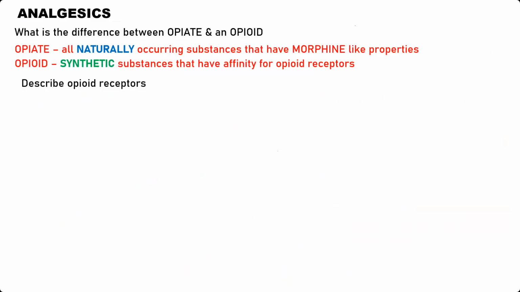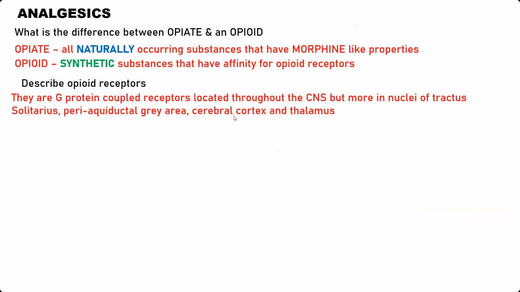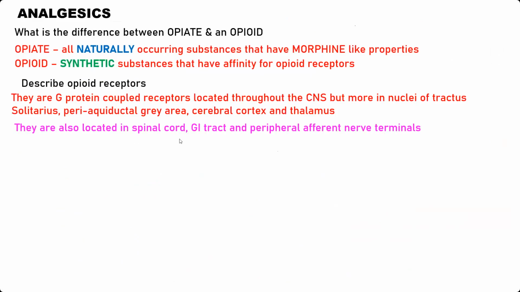Kappa, delta, and NOP, orphan and NQs. Okay. So what type of receptors are there? Sodium, ligand gated channel receptors or G protein coupled receptors? They are mostly G protein coupled receptors located throughout the CNS: the core of nucleus tractus solitarius, periaqueductal gray area, cerebral cortex, and thalamus. They are also located in the spinal cord, GI tract, and peripheral afferent nerve terminals. These are the locations. And there are mainly three types: mu, kappa, and delta.